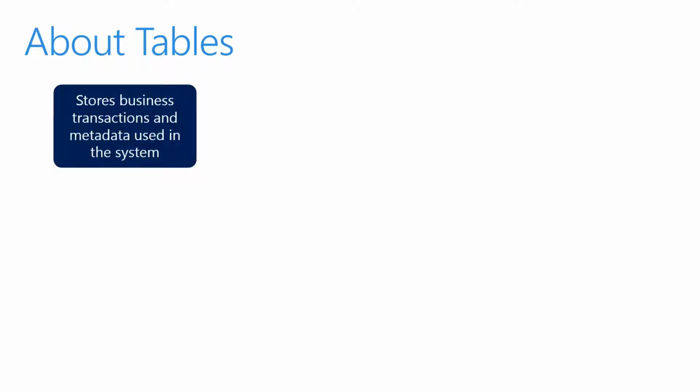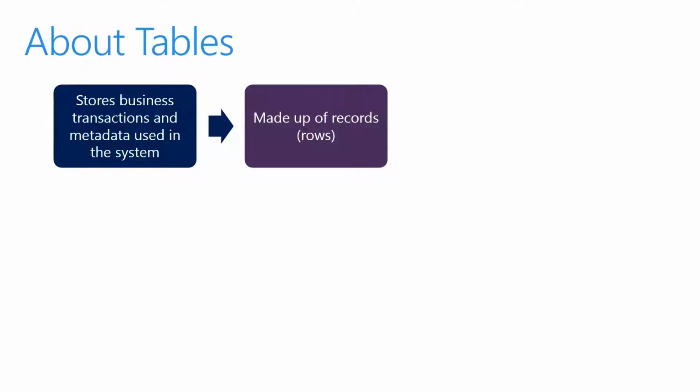The main purpose of a table is to store data such as company transactions, inventory, and journals. Tables contain rows and columns, and the rows are called records. The columns are called fields. You can think of a table like a spreadsheet.